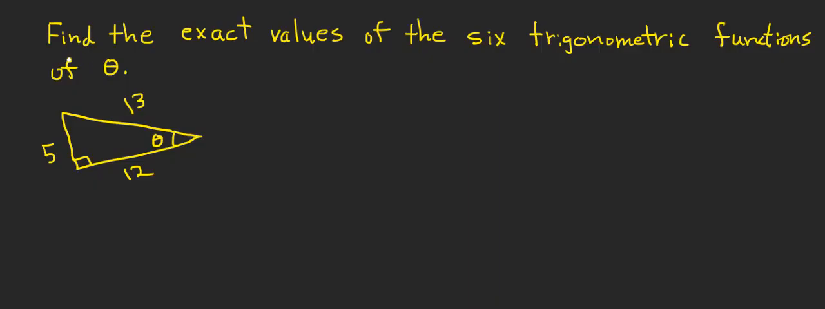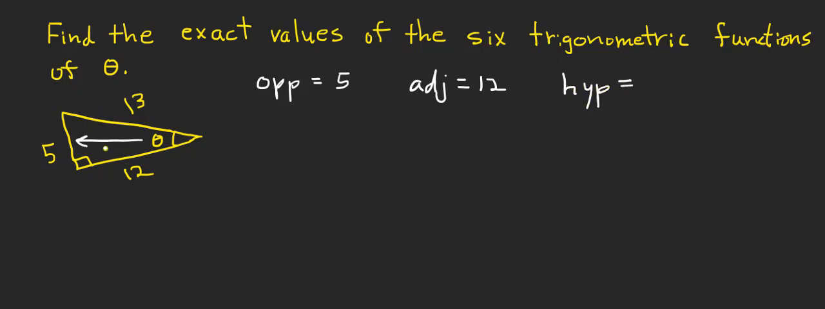Let's take a look at this example. They want you to find the exact values of the 6 trigonometric functions of theta. So we have a right triangle, and here's theta right here. What is opposite of theta? Opposite of theta is 5. What about adjacent? Adjacent is going to be 12, because that is right next to theta. And hypotenuse is the one that is opposite of the 90 degree angle, which is going to be 13. So it might be better for you to find the opposite and hypotenuse first, because those are the easy ones to find. And the one that is left over is going to be adjacent.